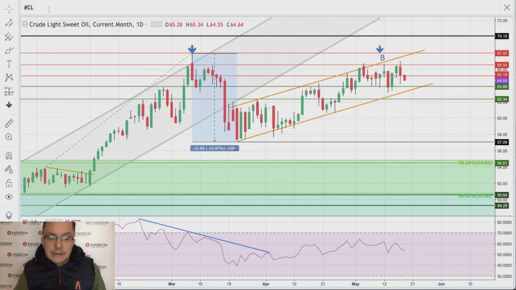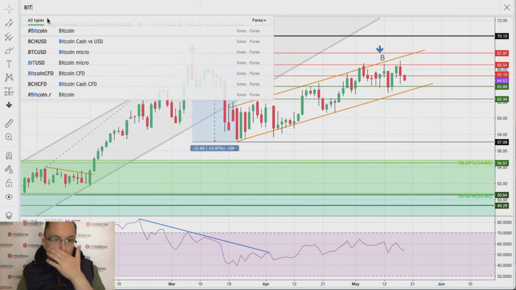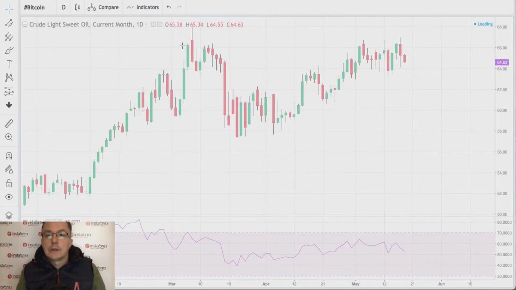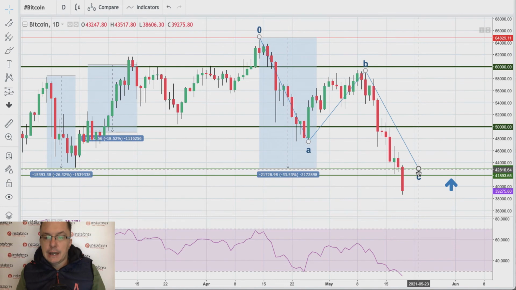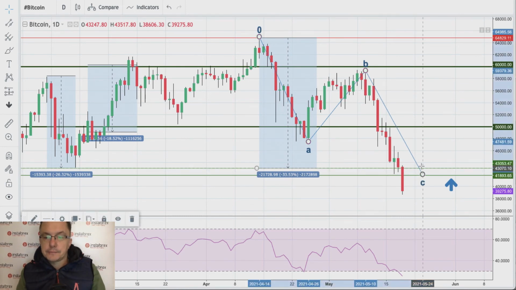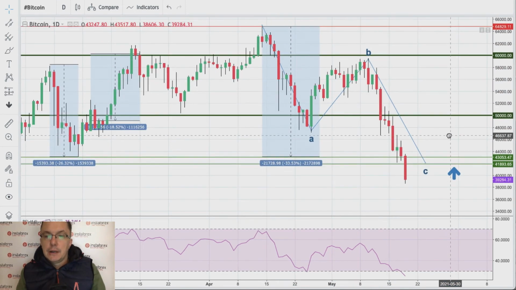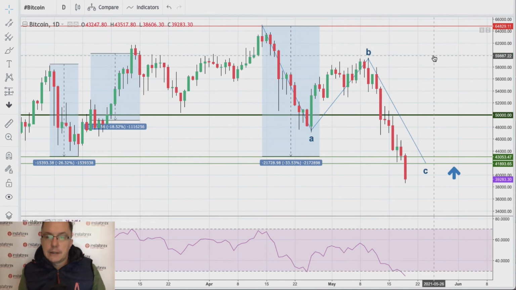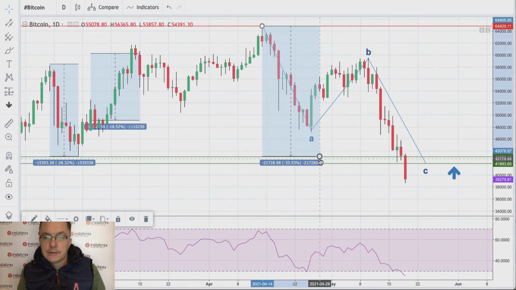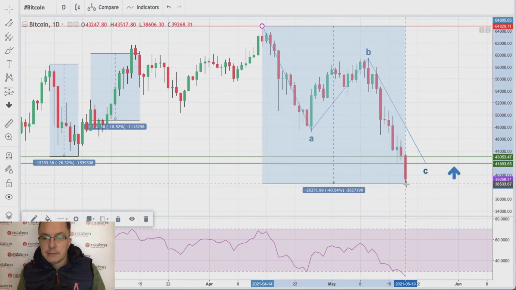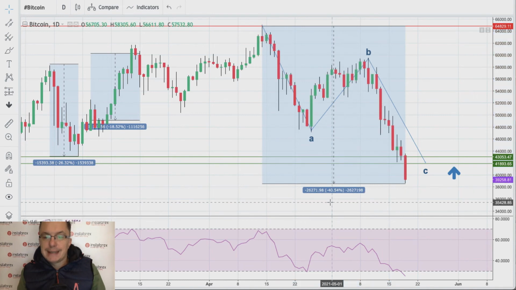Let's just take a look at Bitcoin. There you go. It keeps going down, and our targets for the wave C had been hit. Right now all of these levels are the technical resistance levels, of course. Now they are getting invalidated because we have new lower lows, and the recent low was made here, which is a 40% ABC correction.